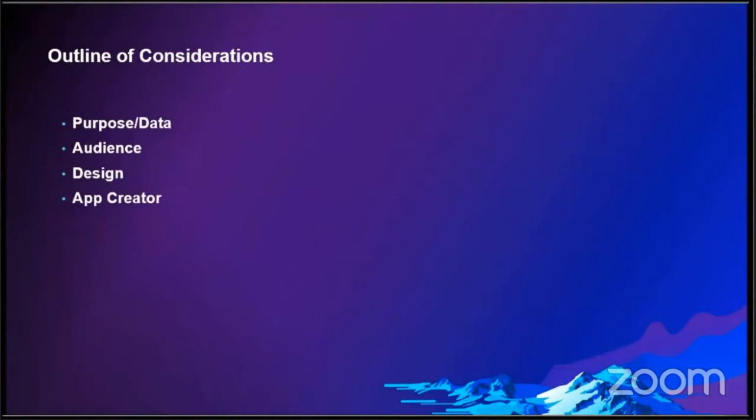As Kelly outlined, there are 4 main considerations we want to take into account when planning a new app. The purpose, which often goes hand in hand with the data, the audience, the design or customization needs, and the app creator. Let's apply these to our Adopt a Highway scenario and brainstorm how our requirements fall into these 4 considerations.